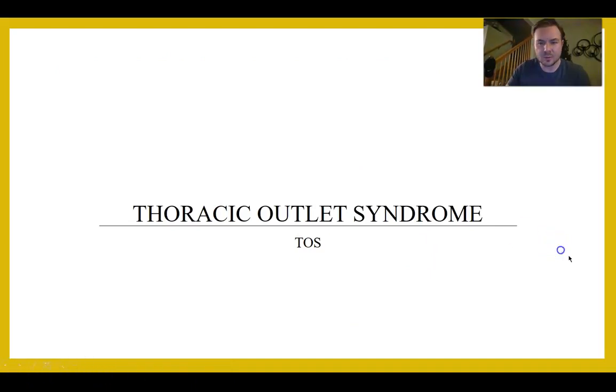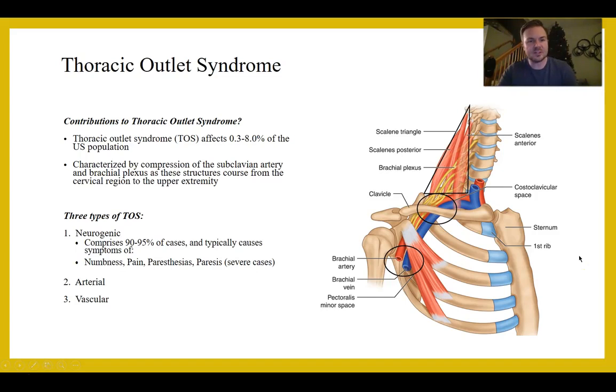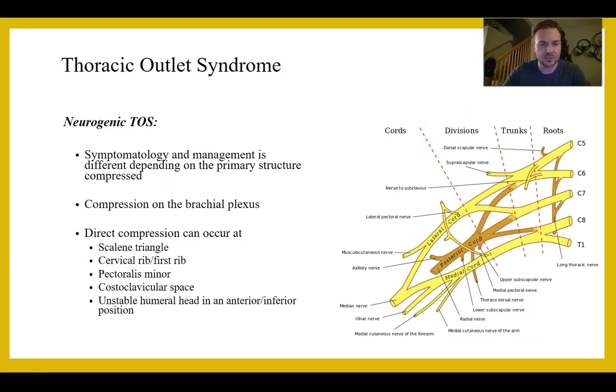So, thoracic outlet syndrome, otherwise known as TOS. It is characterized by compression of the subclavian artery and/or brachial plexus as these structures course from the cervical region to the upper extremity. There are three types of thoracic outlet syndrome. One, and the most common, is neurogenic. This is nerve-generated, hence the name. It comprises 90 to 95% of cases, typically causing symptoms of numbness, pain, paresthesias, and paresis in severe cases. These are obviously nerve-like symptoms. And you also have arterial and venous thoracic outlet syndrome, and we'll talk about those more as we go along.